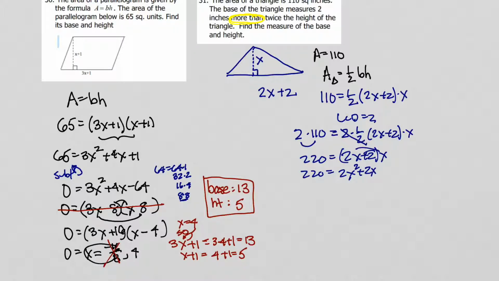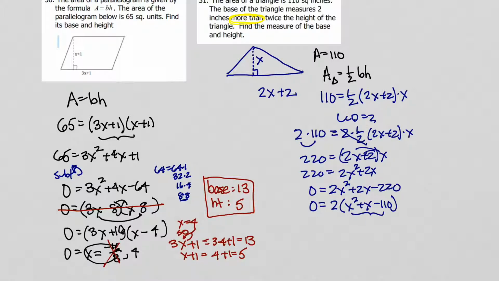This, as you can see, is quadratic, right? You've got the squared term on the right side. Let's get rid of this. Let's subtract 220. 220 minus 220 is 0, equals 2x squared plus 2x minus 220. Now we can factor a 2 out, right? All of these terms are even, so let's factor out a 2. Doing that gives us x squared plus x minus 110.